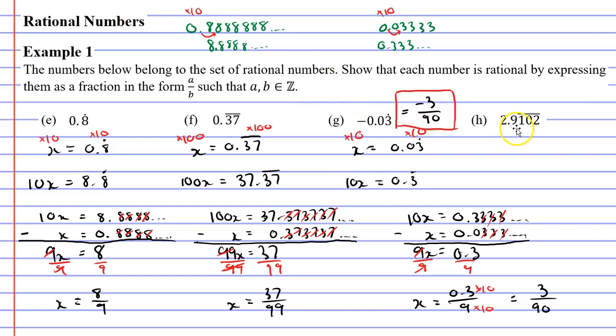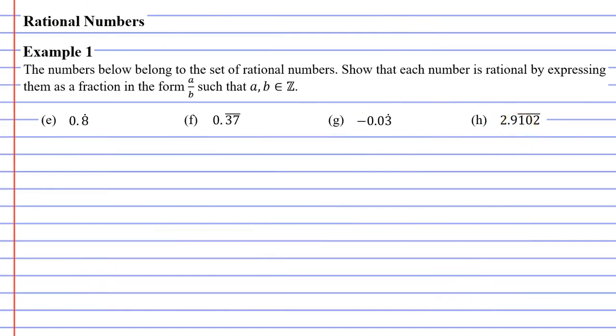Anyway, we'll now move on to question H. Obviously, we need some more room here. So we'll create a blank slate, and we'll start by saying that x equals 2.9102, and the 102 is going to repeat. What do I multiply by this time? Well, I've got 3 numbers that are repeating. That means I need 3 zeros. I need to multiply both terms by 1000.